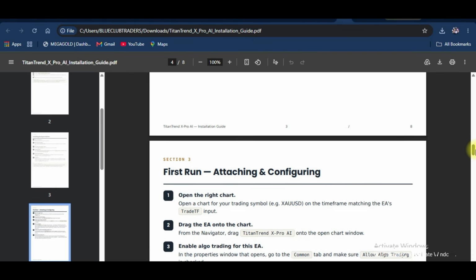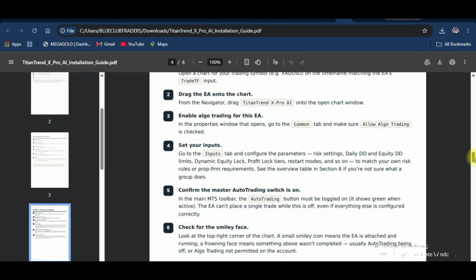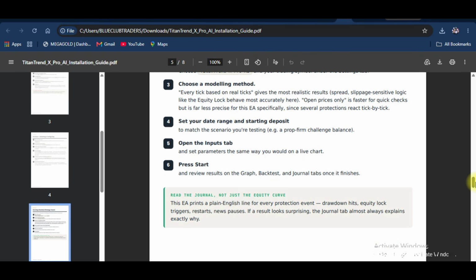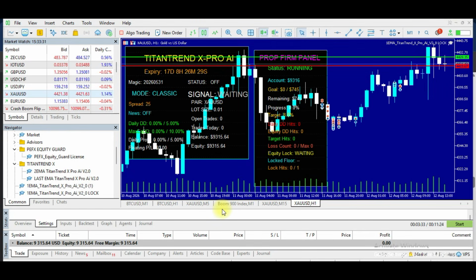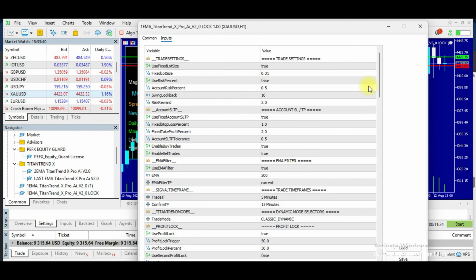It says first run, attaching the chart and configuring the set files. So just go through the manual. Once you receive this EA, go through the manual for you to be able to get every piece of information. Both the settings and how to set this EA's inputs are already in the manual. So please take time to read the manual once you receive this EA.